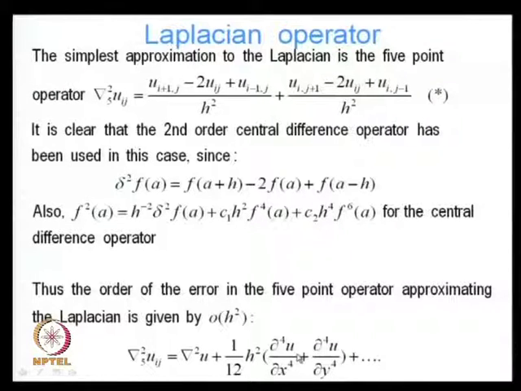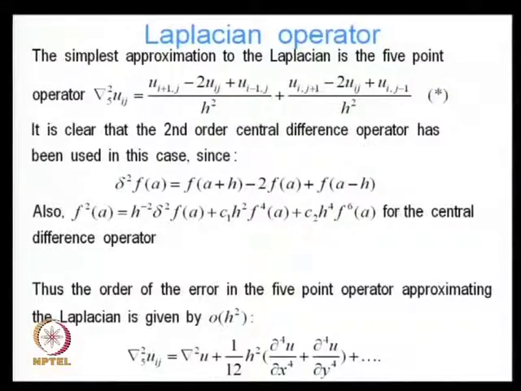As you change the mesh size h, the error is going to reduce as h square. Its magnitude is given by the magnitude of the fourth derivative of my function, which you can expect to be small. As you take higher and higher derivatives, you expect those derivatives to become smaller for a well behaved function.